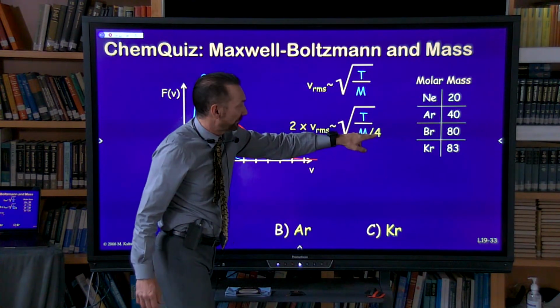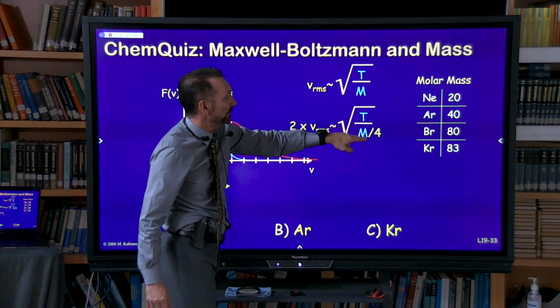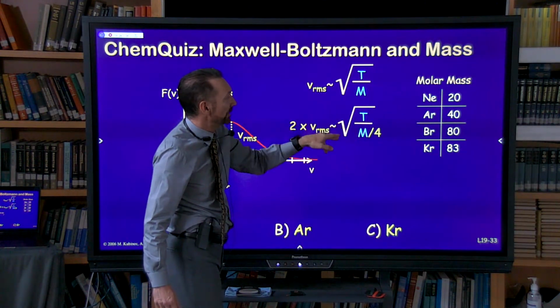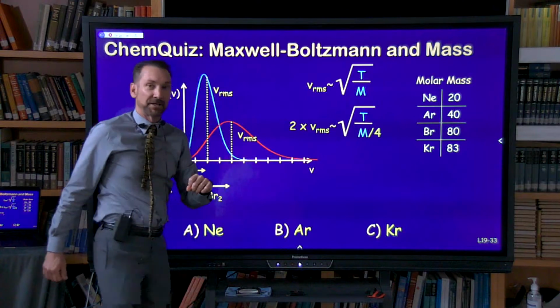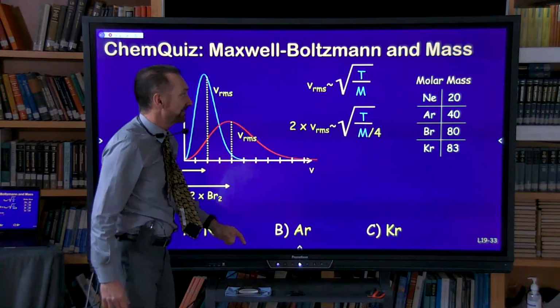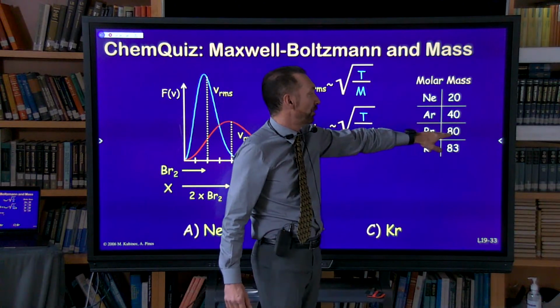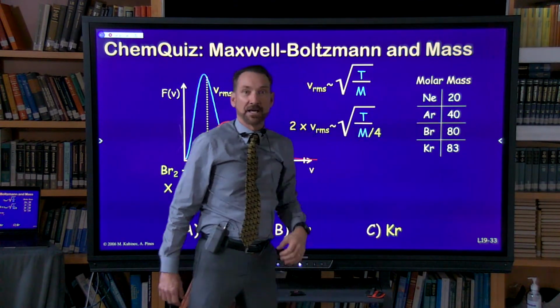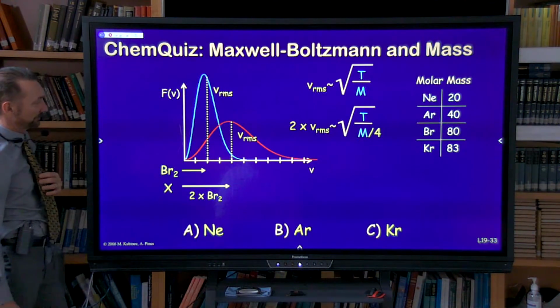Okay, so that factor of 4 would come up into the numerator, divide the denominator up in the numerator, take the square root, and you'd have that factor of 2. So it's 1/4 of the mass of Br2. Br2 is 160. 1/4 of that are the argon particles.